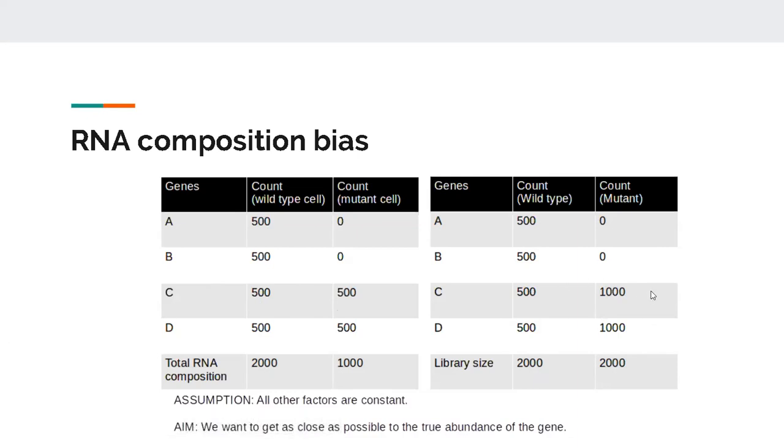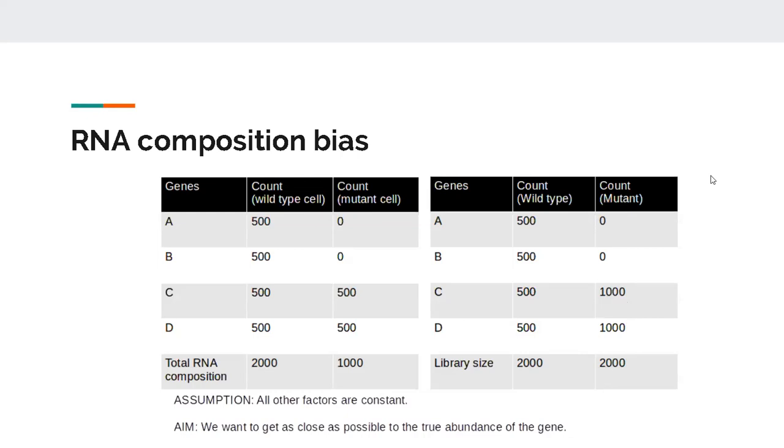So you will be getting a pool of cells, right? And the highly expressed genes will end up being in the sample more as compared to the other genes. So whatever reads could have gone to the other genes are now all concentrated on C and D. Therefore, it can make it look as if these two genes are also differentially expressed as compared to the wild type.